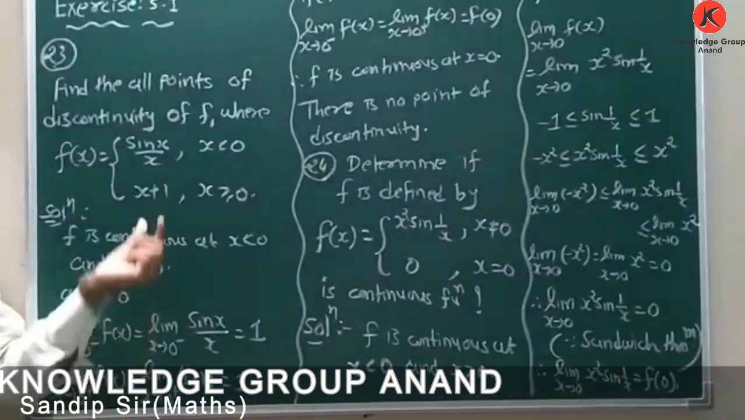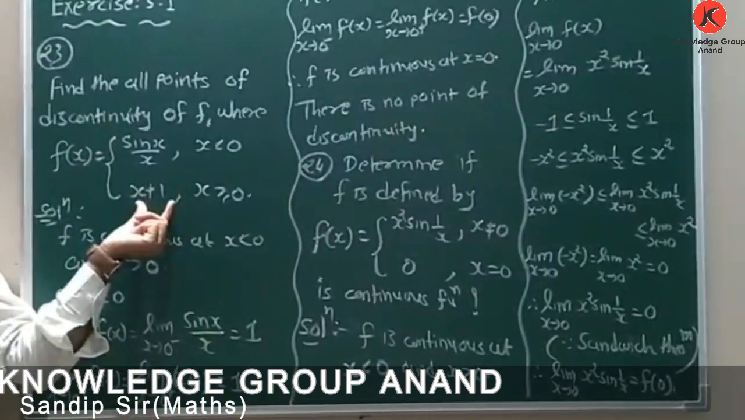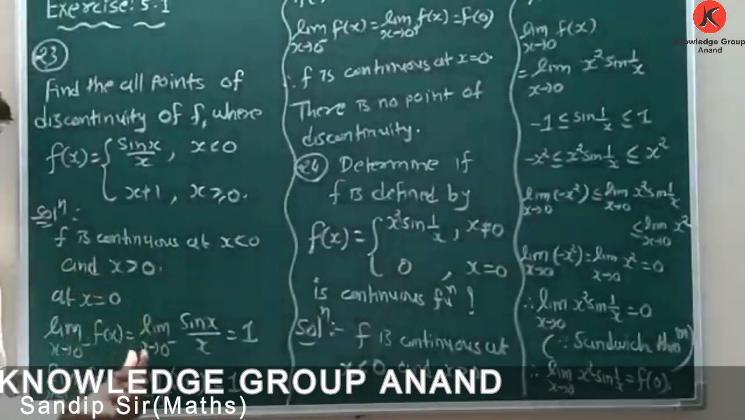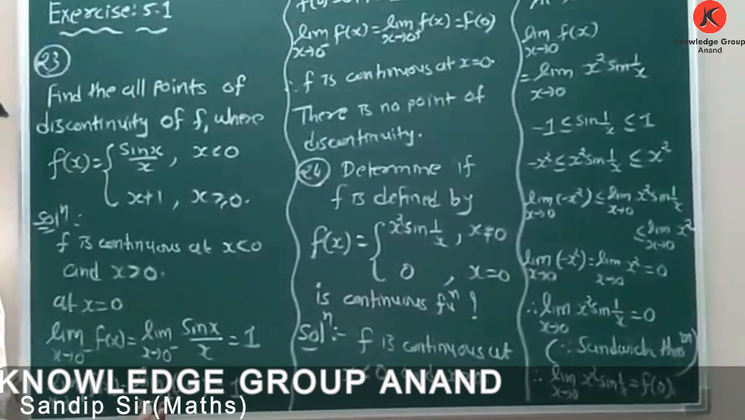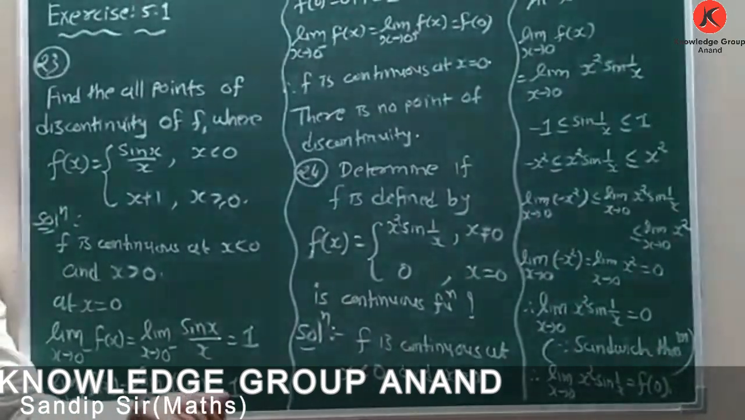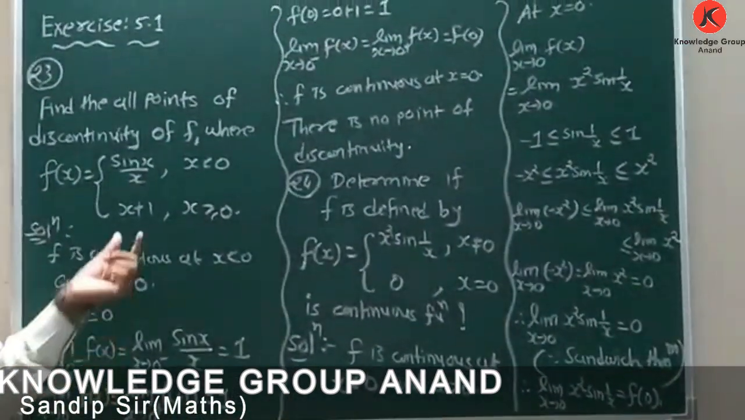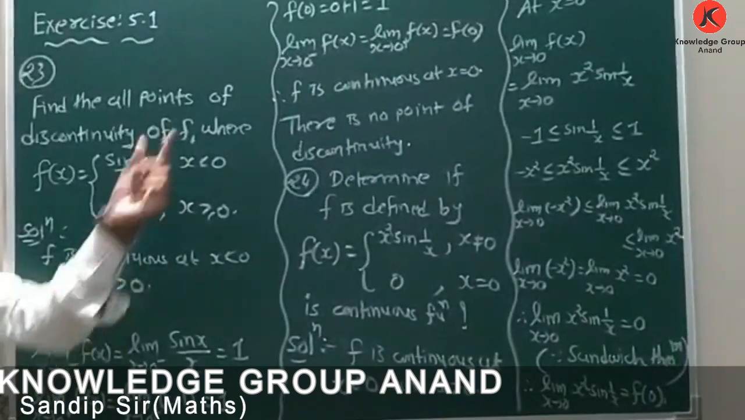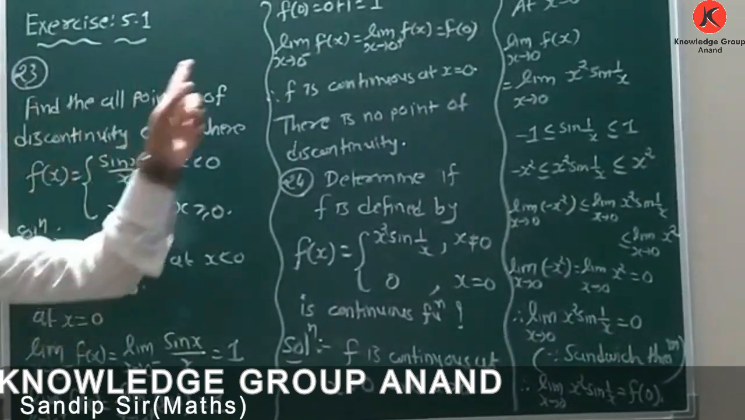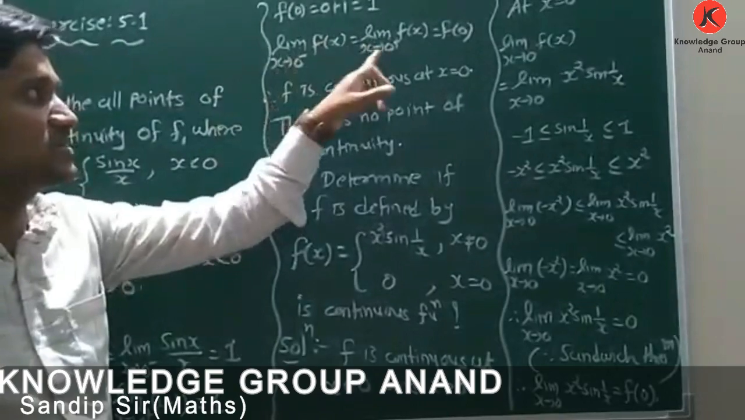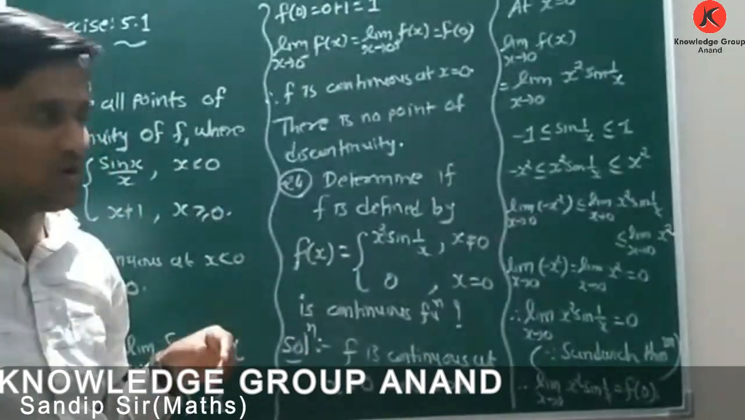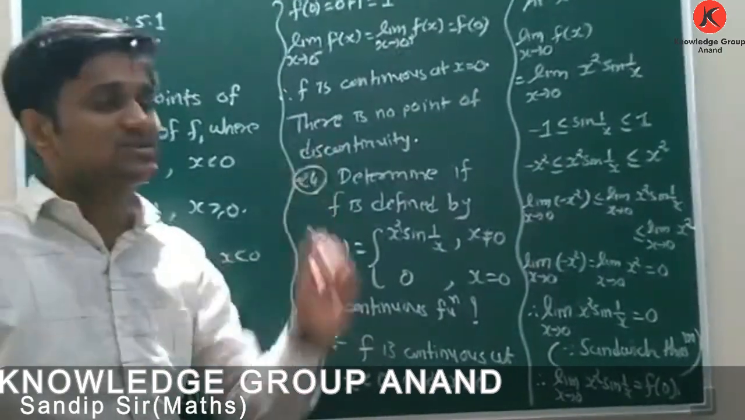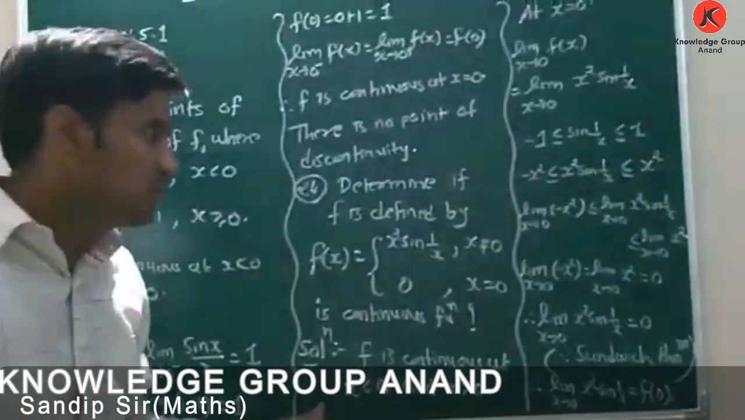Okay, next, limit x tends to 0 plus f of x, slightly greater than 0. That means slightly greater than 0, the function gives the answer x plus 1. So the limit x tends to 0 plus x plus 1, directly put x is equal to 0, 0 plus 1, directly the answer is 1, as well as f of 0, 0 plus 1, answer 1. So the limit x tends to 0 minus f of x is equal to limit x tends to 0 plus f of x is equal to f of 0. So we can say that f is continuous at x is equal to 0.